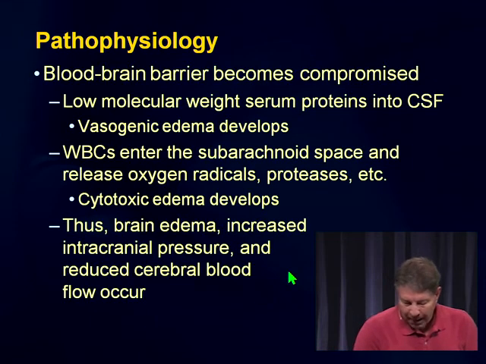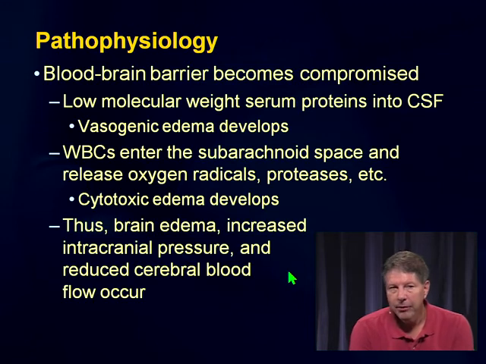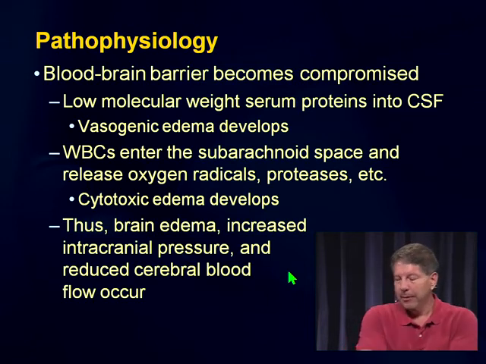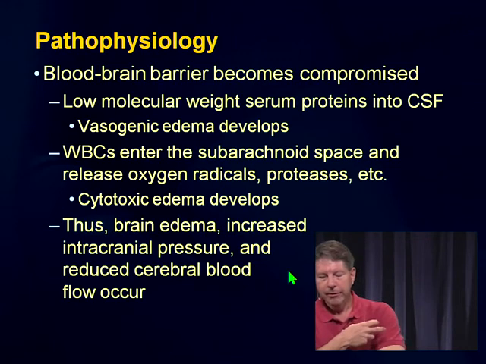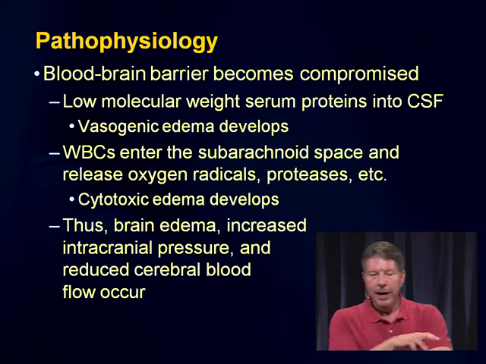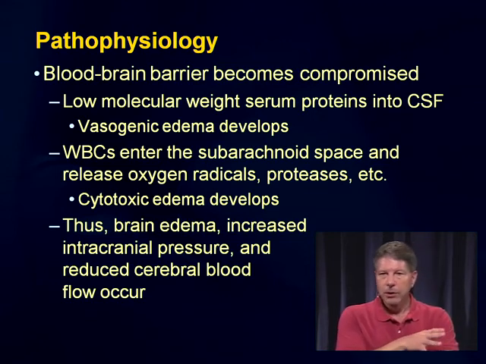So what happens is the blood-brain barrier gets compromised. With that, the transport systems are messed up. So with a bad bacterial meningitis, the serum proteins stay in the CSF. They're not pumped out. And the glucose doesn't get in. Right, so glucose isn't being brought in. And so what happens is that you get a high protein and you get a low glucose.